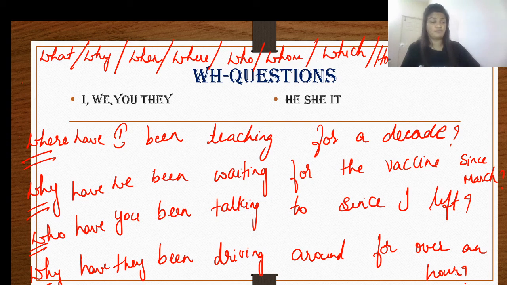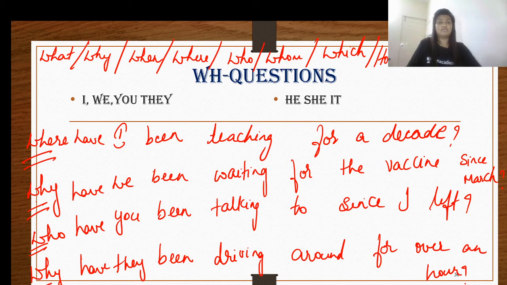Where demands the place, reference of place. Where have I been teaching for a decade? I need a name of a place. Why have we been waiting for the vaccine since March? What is the reason behind that we are waiting for that long? Who have you been talking to since I left? I need the name of a person that you are talking to for that long. Why have they been driving around for over an hour? Is there a reason that they are just driving around in circles for over an hour, that too? I need an explanation behind.